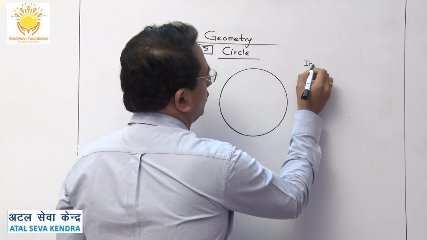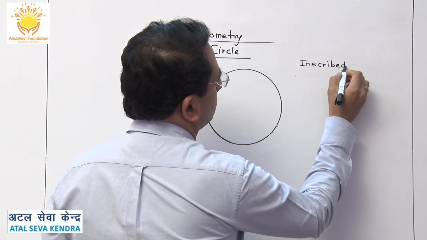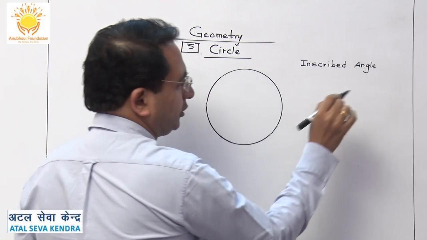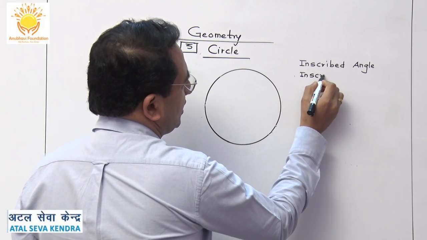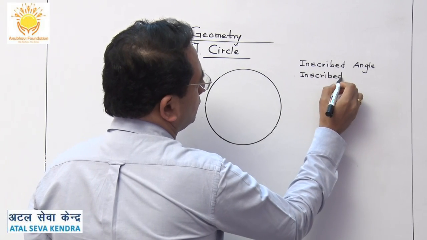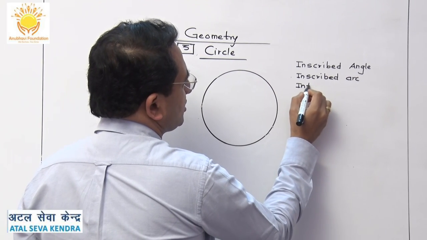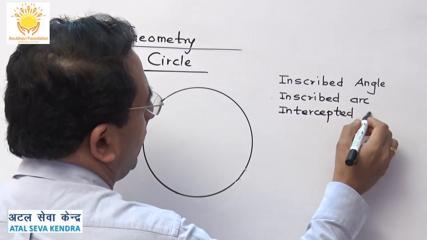Okay, let us go for one more important topic related to circles. I write here: inscribed angle. I will explain all the terms one by one. Then it is called inscribed arc. Then it is called intercepted arc.